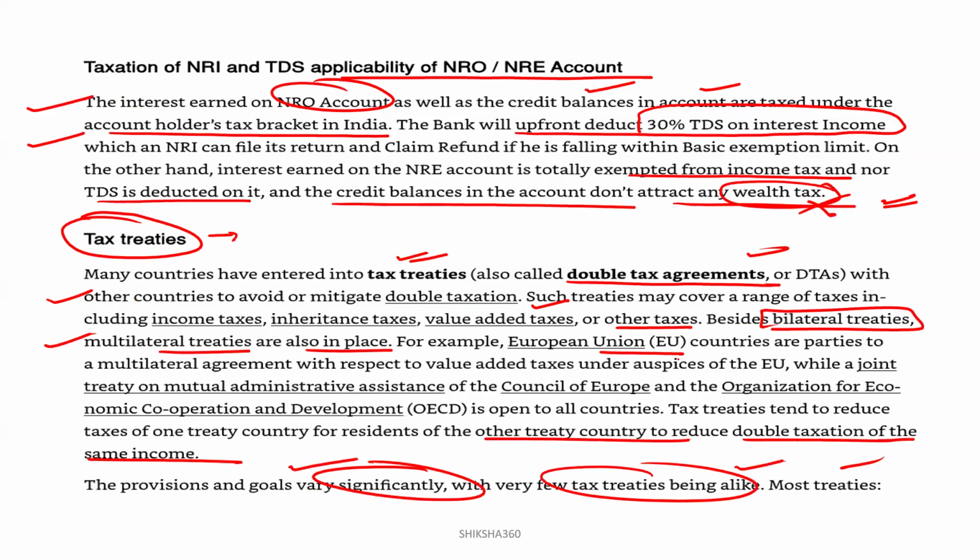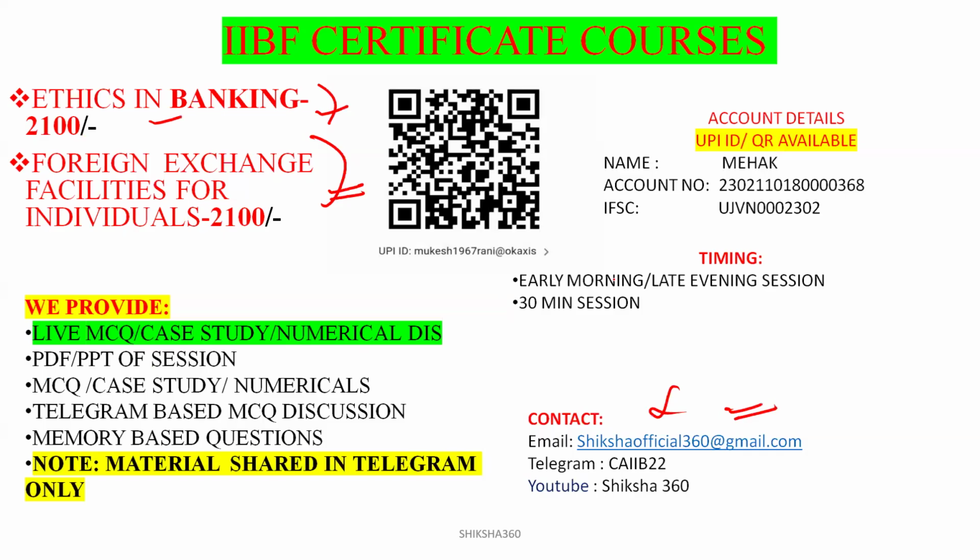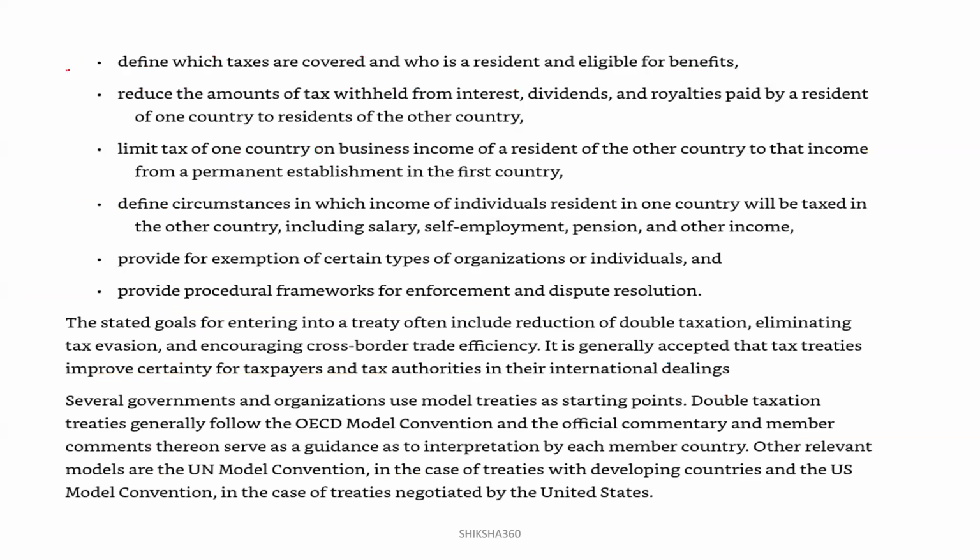Okay, so what are the things most treaties cover? Most treaties basically define which taxes are to be covered and who is a resident and eligible for the benefits. Second, they reduce the amount of taxes withheld from interest, dividends and royalties paid by a resident of one country to a resident of another country. They limit the tax of one country on business income of a resident of the other country to that income from a permanent establishment in the first country.